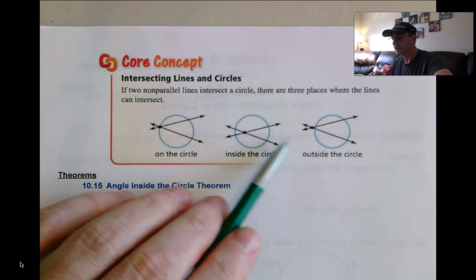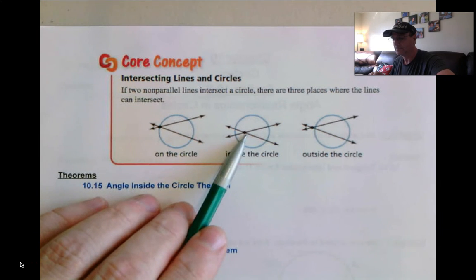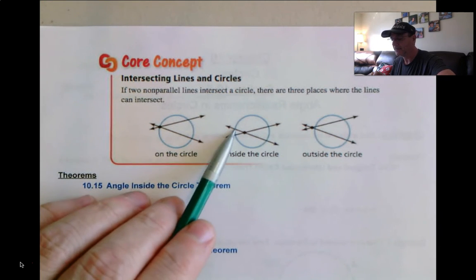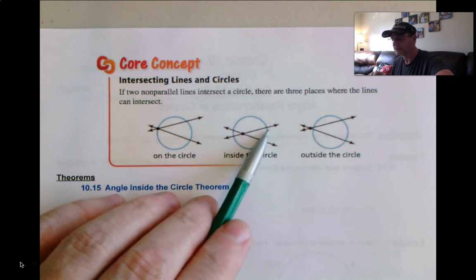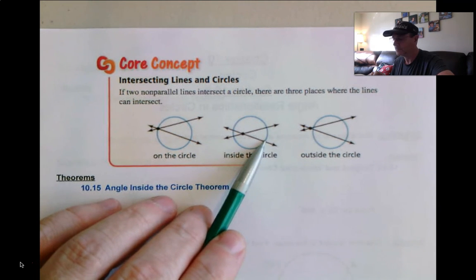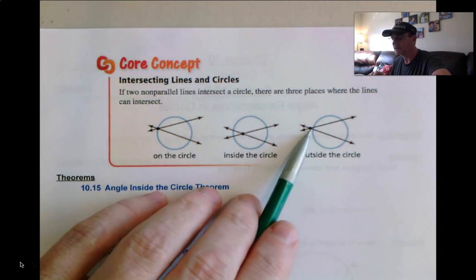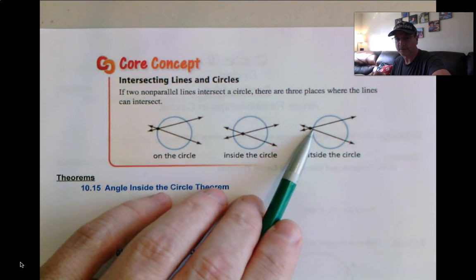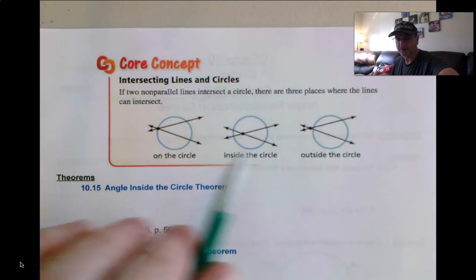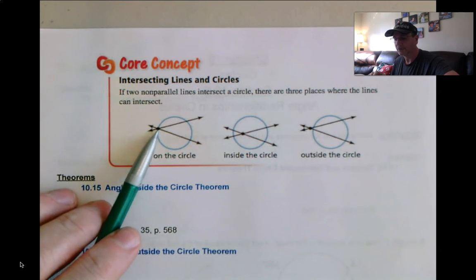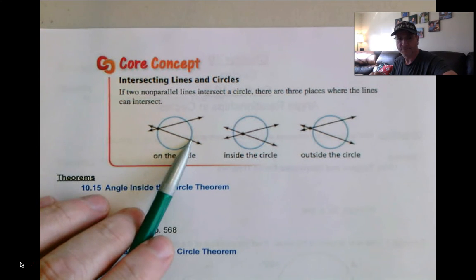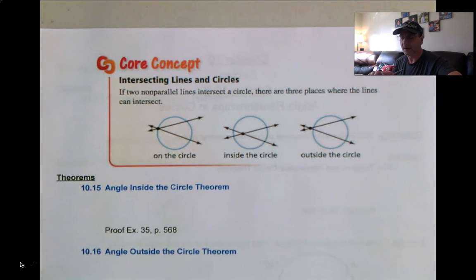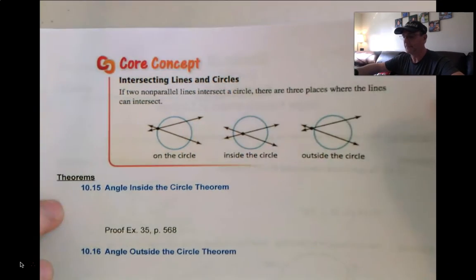determines whether we add or subtract and then divide by 2 the intercepted arcs. So if they intercept inside the circle, then we add these two intercepted arcs together, divide by 2. If they are outside the circle intersecting, then we subtract the two intercepted arcs and divide by 2. And if it's on the circle, then it's just an inscribed angle, and we're just going to divide by 2. There's nothing else to add or subtract to it.